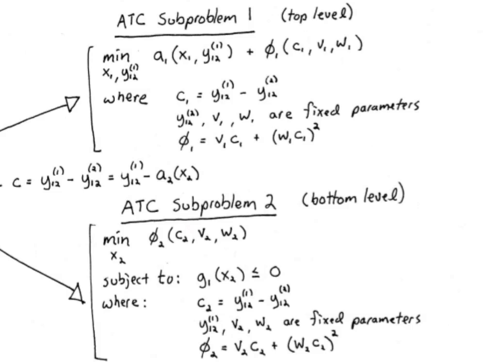Notice that the penalty function weights are unique for each subproblem. That is, V1 and W1 do not necessarily match V2 and W2 during the ATC solution process. There are subtle differences between the penalty functions and consistency constraints in each subproblem. In subproblem 1, y12 superscript 1 is independent, and y12 superscript 2 is a fixed parameter. And in subproblem 2, the converse is true.